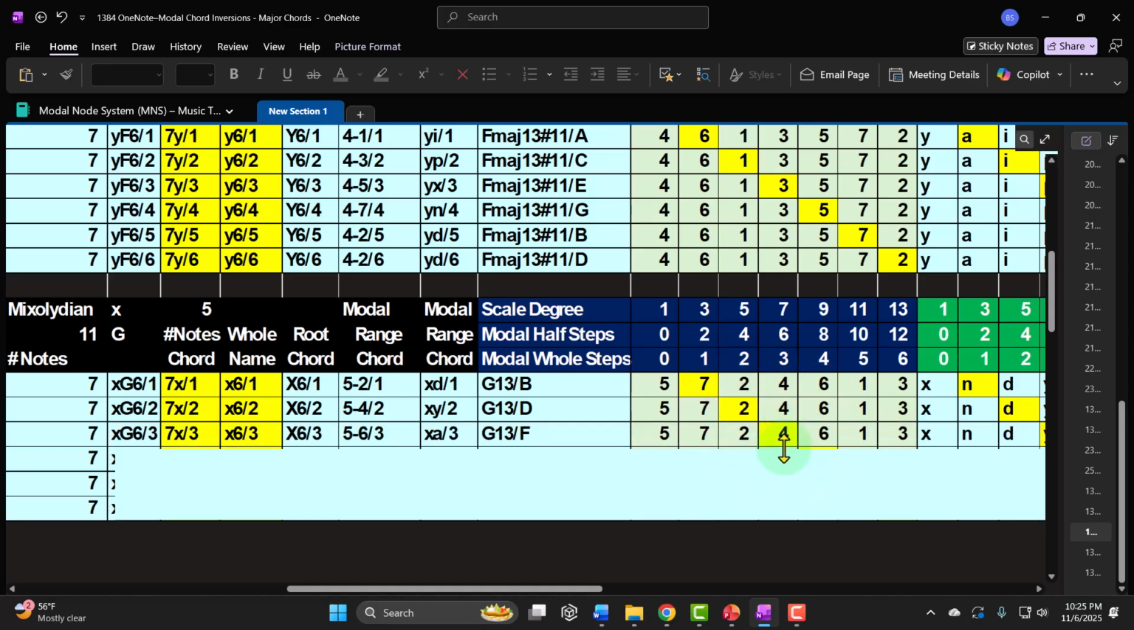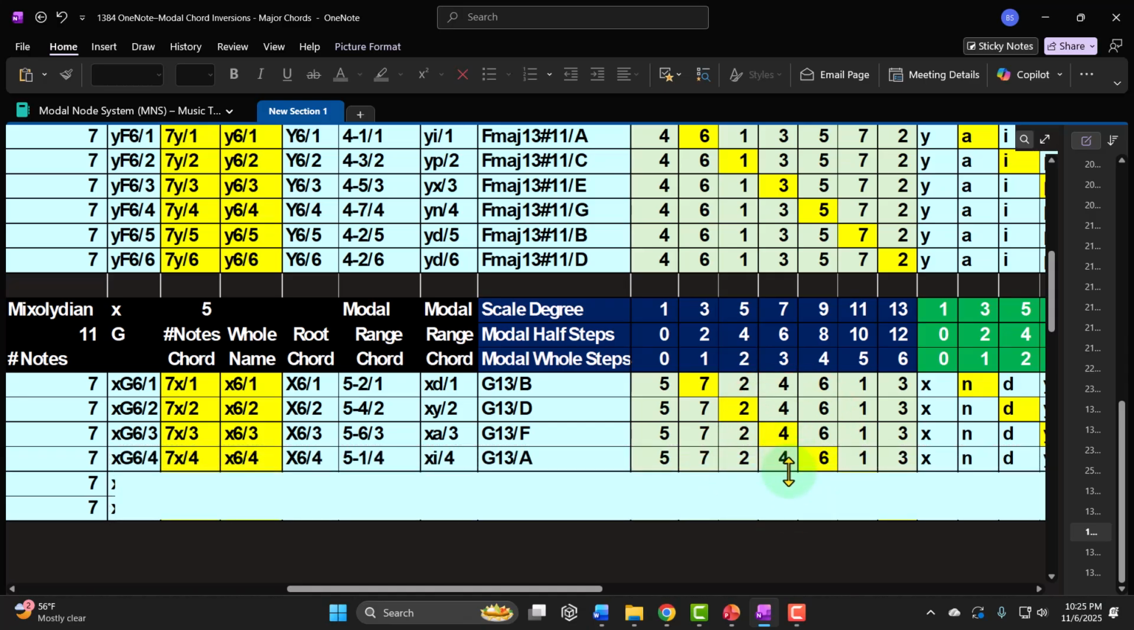Then next, we have the third inversion, G13/F, would better be called a 7x/3 or an x6/3, which would be a 7-note Mixolydian third inversion, or Mixolydian 6 modal whole step third inversion, meaning go 3 modal whole steps up from the root of the Mixolydian node, which would get you to nodal point number 4, make that the lowest nodal point. Nodal point number 4 is the Lydian.